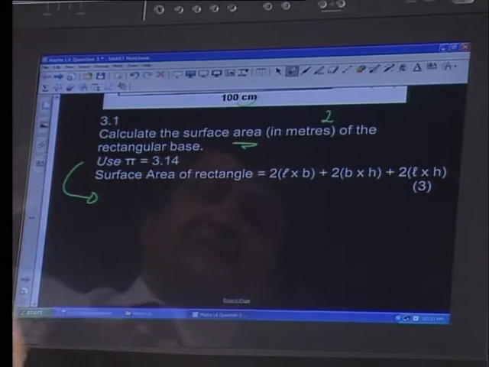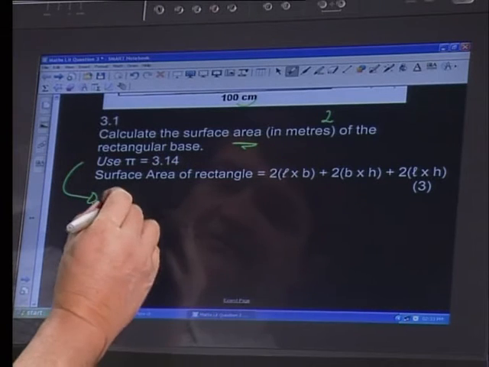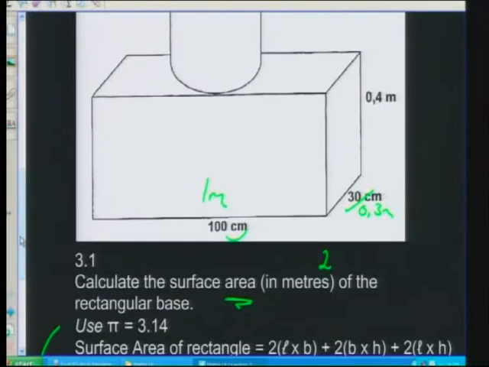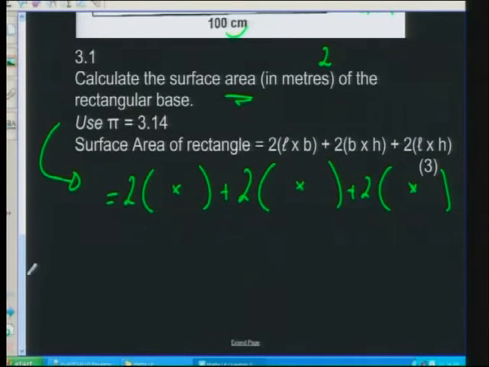So, surface area of the whole rectangle equals 2 times the length and the breadth plus 2 times the breadth and the height plus 2 times the length times the height. Right, let's just find all these measurements. The length of the box, 1 meter. So every time there's a length, I'm going to put 1 meter. And there's a length over here, 1 meter.